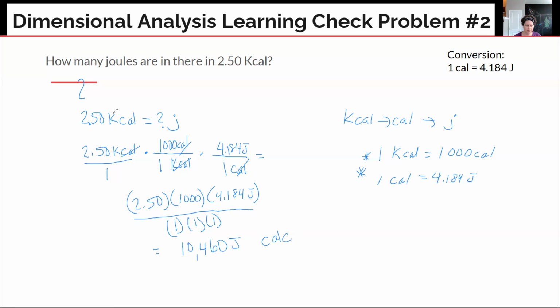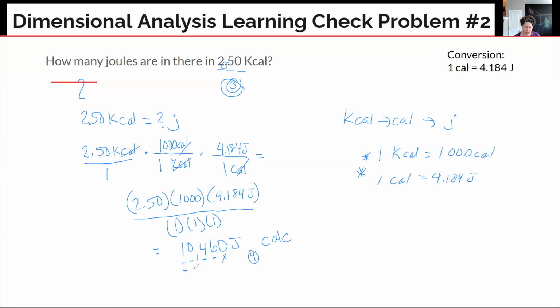I need Sig Figs. How many Sig Figs are here? 2 and 5 are non-zero, so they're important. This 0 has a decimal. Trailing zeros with a decimal, important. 3 Sig Figs in my answer. Important, important, important, important. Trailing 0, no decimal, not important. So I have 4 Sig Figs, but I want 3 Sig Figs.